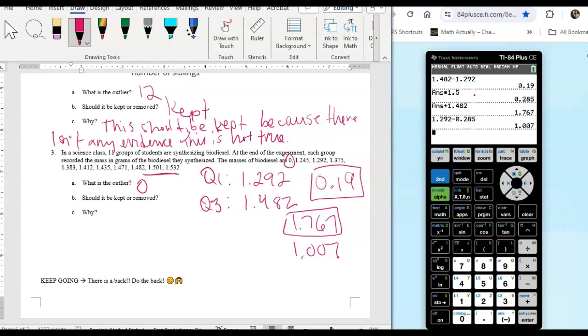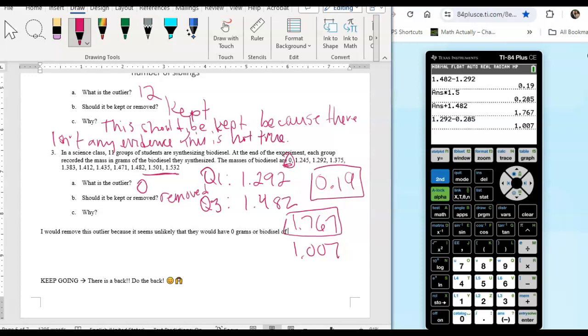Well, it says at the end of the experiment, each group recorded the mass in grams of the biodiesel they synthesized. So does it seem likely that they would have a 0 mass of biodiesel? So in this case, I would say that this probably should be removed. And I'm going to type this just so that it's a little faster and clearer. I would remove this outlier because it seems unlikely that they would have 0 grams of biodiesel.